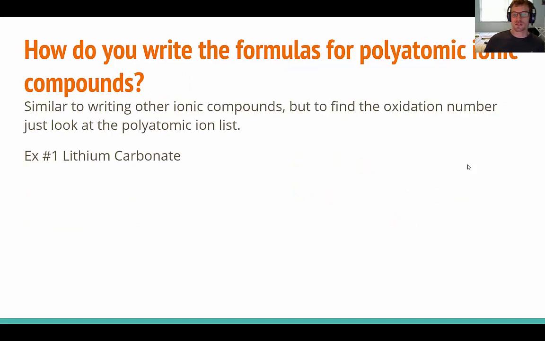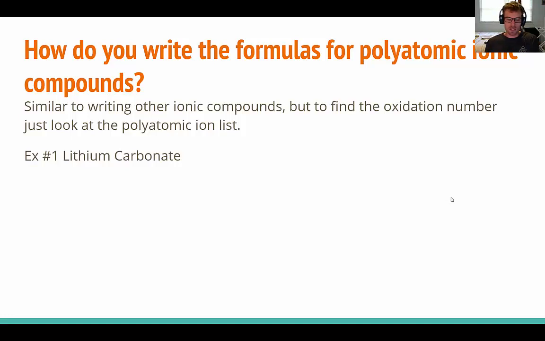Now, let's take a look at the slightly trickier part of this, which is writing formulas for polyatomic ion compounds, right? So just like with other ionic compounds, it's a little bit harder to write the formulas than it is to write the names for ionic compounds. But the process is going to be the same. We're still going to be using that crisscross method. So let's take a look at our first example, which is lithium and carbonate.